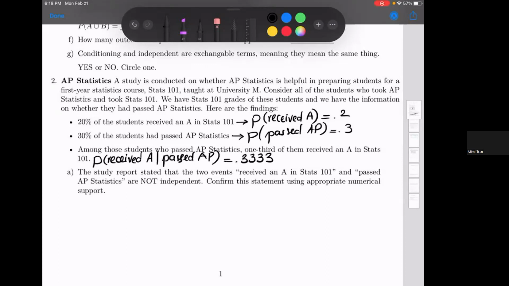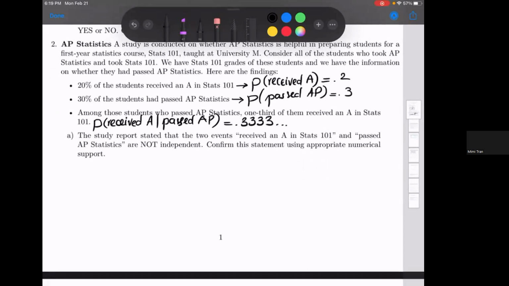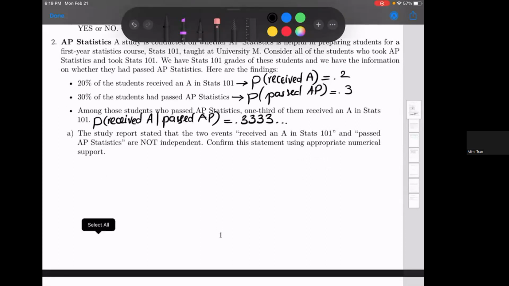But it's gonna be used on the exam. I really recommend you do this, even though I don't grade it, but I think it's more important than the 3 things we did last time. Okay. The study report stated the 2 events, receiving an A in Stat 101 and passing AP Stat, are not independent. Confirm the result.